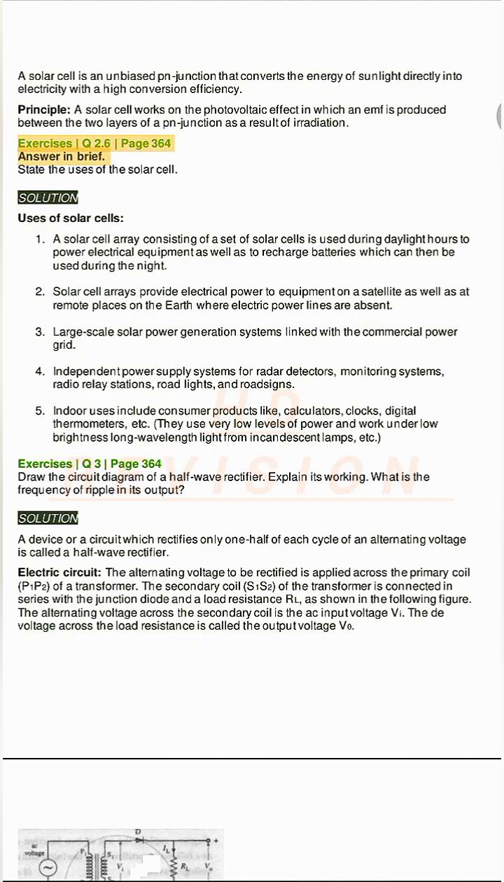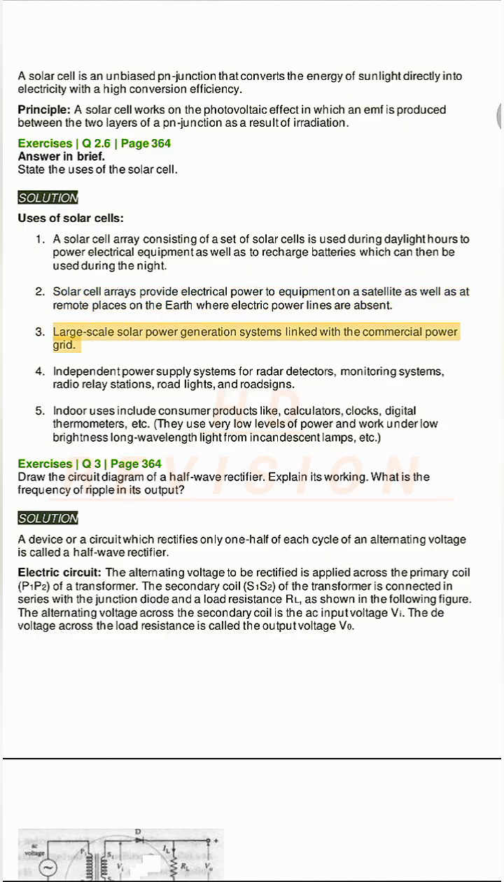Exercises Q2.6, page 364. Answer in brief. State the uses of the solar cell. Solution. Uses of solar cells. 1. A solar cell array consisting of a set of solar cells is used during daylight hours to power electrical equipment as well as to recharge batteries, which can then be used during the night. 2. Solar cell arrays provide electrical power to equipment on a satellite as well as at remote places on Earth where electric power lines are absent.